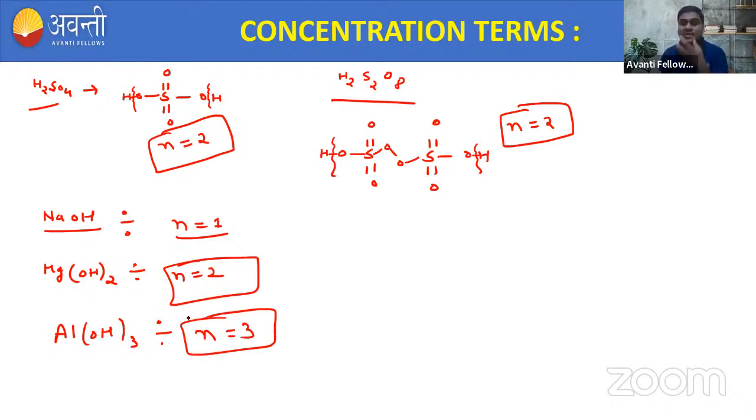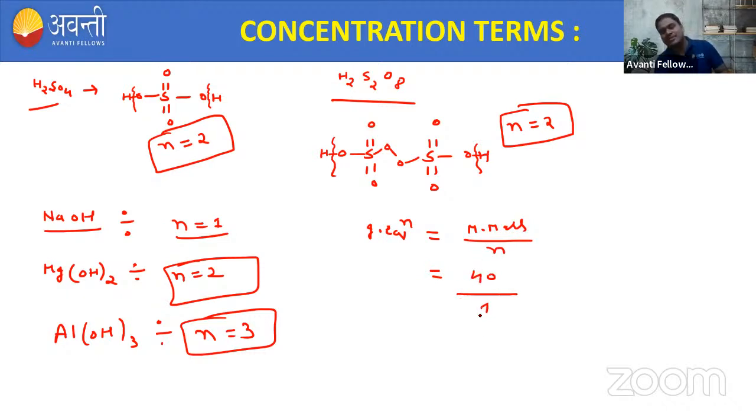So let us assume someone asks you, calculate the gram equivalent weight of NaOH. So how will you calculate, beta? How will you calculate gram equivalent weight of NaOH? That is molecular mass divided by N factor. So what is the molecular mass of NaOH? That is nothing but 40. What is N factor? That is 1. So that comes out to be 40 only. Right? So I hope this is clear to all of you.